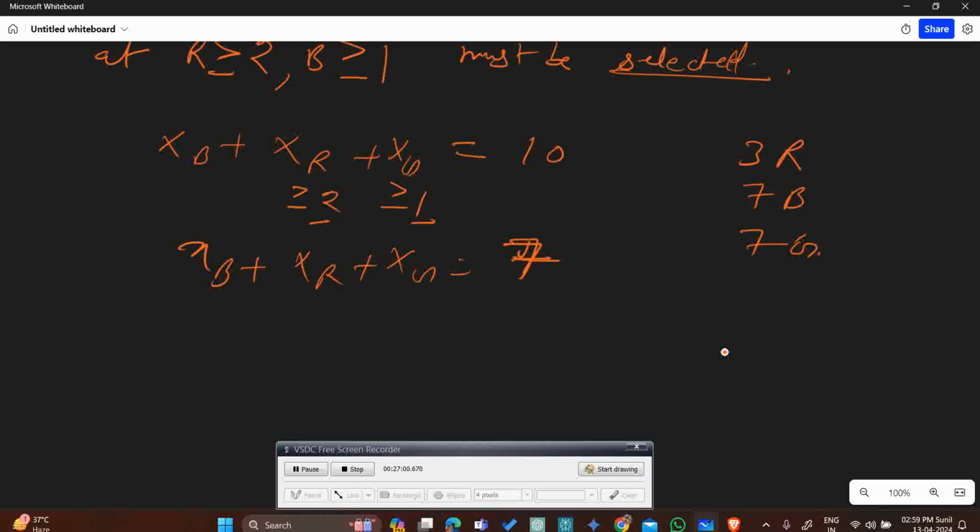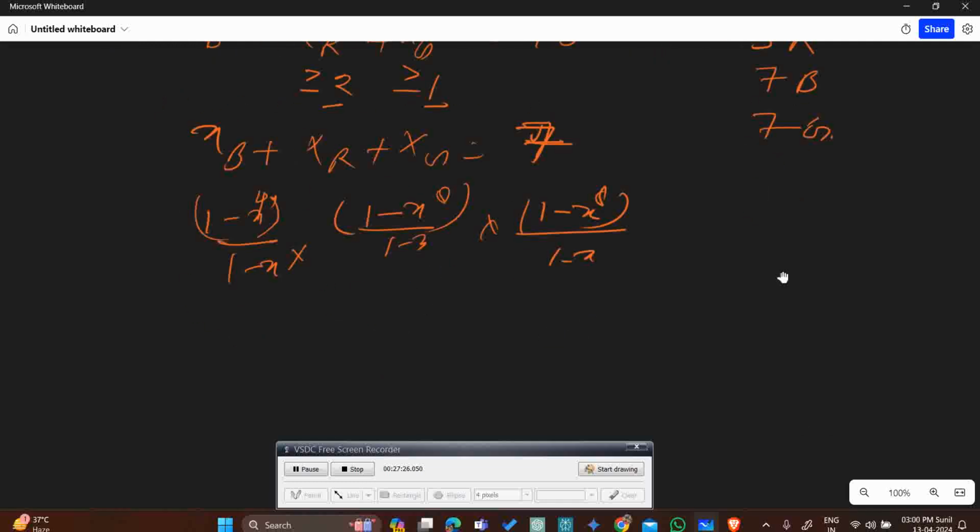This is (1 minus x to the power 4) upon (1 minus x) for red, into (1 minus x to the power 8) upon (1 minus x), and the same for green: (1 minus x to the power 8) upon (1 minus x).